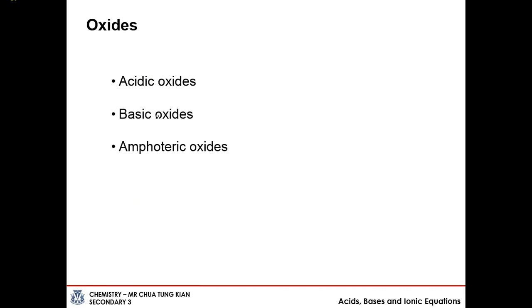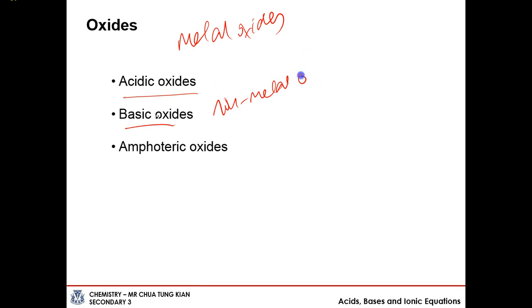I have here on screen three classes of oxides. This is actually not something which is brand new. I have already plucked out some of this from the earlier sections. So acidic oxides are mainly the metal oxides. Basic oxides are the non-metal oxides. So the only one which is new here, which we need to introduce before we begin the writing of ionic equations, is amphoteric oxides. So what are amphoteric oxides?